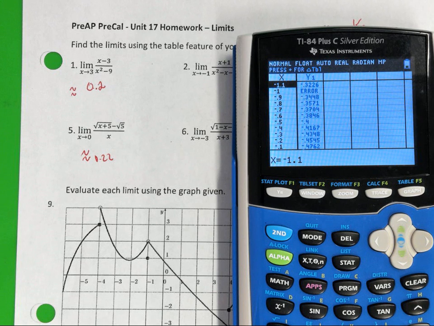That means there's a point of discontinuity here. We know it's not a jump because that's not a piecewise, is it? We know it's not a piecewise.